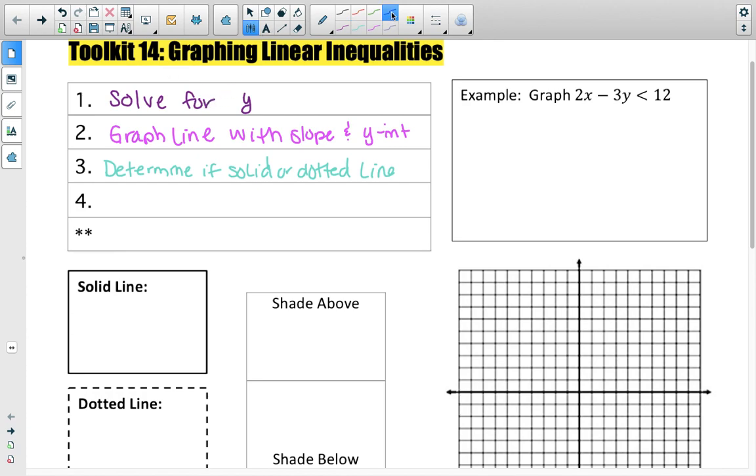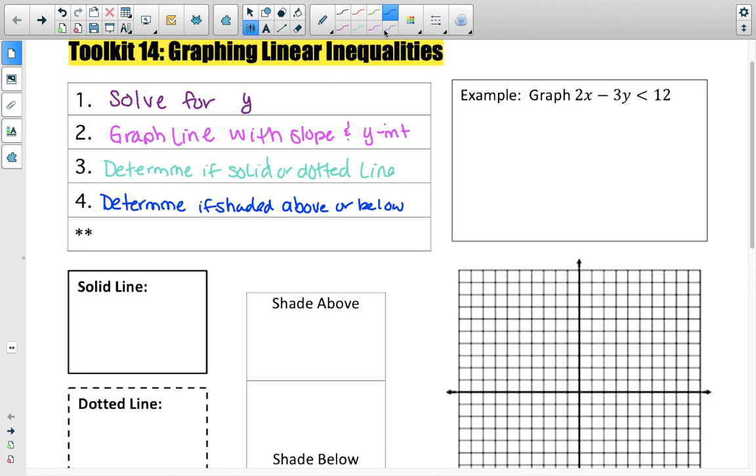The next step would be to determine which way to shade. So determine if shaded above or below the line. This goes back to just graphing inequalities. Are we going to shade less than the numbers or greater than the numbers? So will we shade above the line for greater than or below the line for less than?